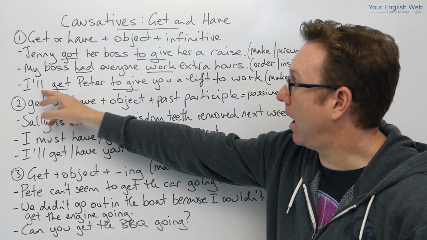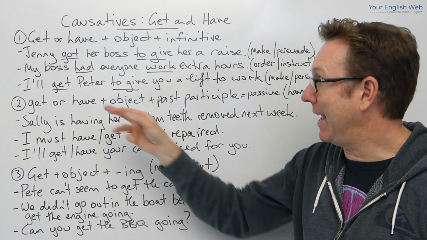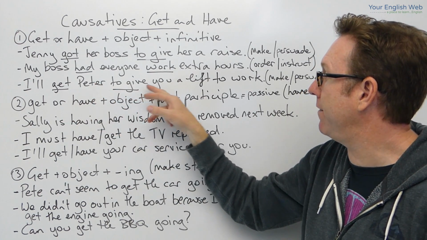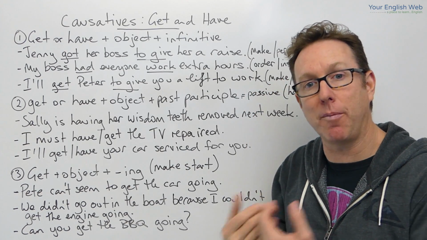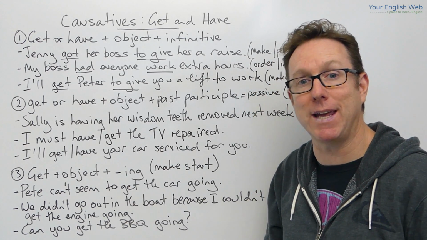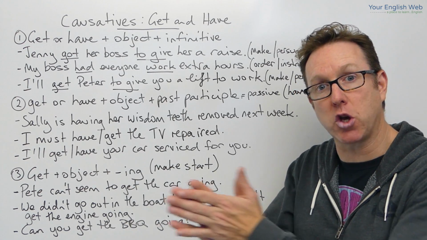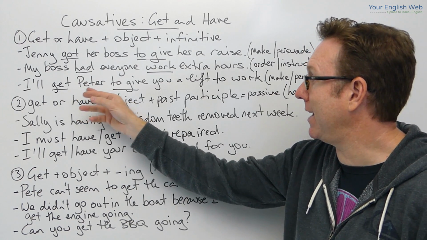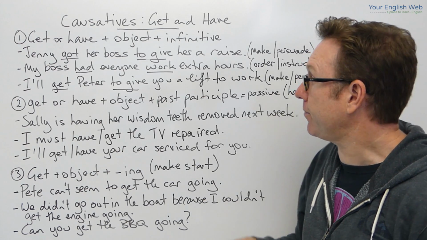And the last one, I'll get Peter to give you a lift to work. Again with get, Peter, to give you a lift to work, to make or persuade. So I'll make Peter, I'll persuade him to give you a lift to work because you need a lift to work and he's going to the same place. So I'll ask him or I'll get him to give you a lift to work, to make or to persuade.